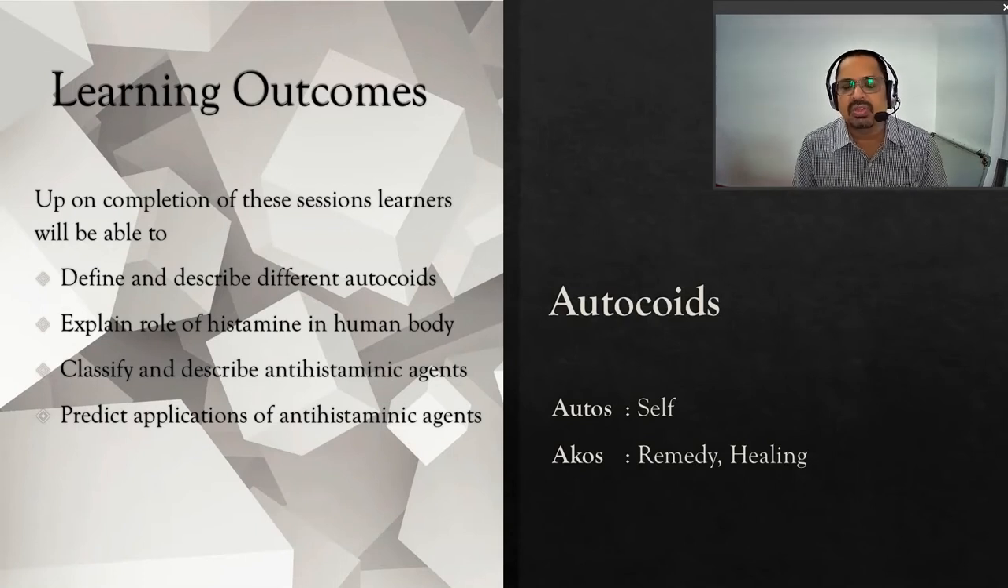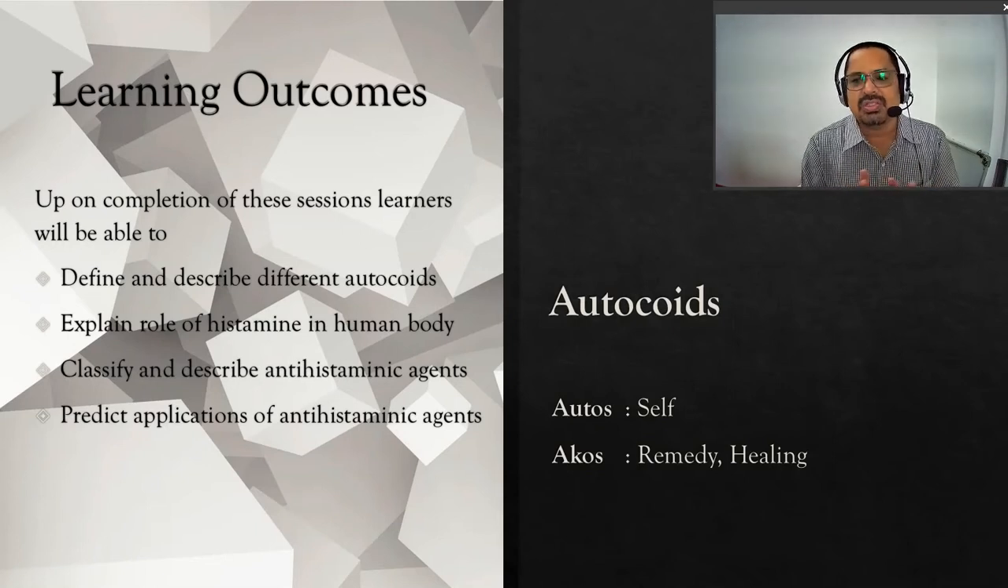Okay. Now, first of all, we will start with the autocoids. What are autocoids? The word autocoid is divided into two parts: auto and coid. Auto means self or automatically, and coid means remedy. So the body has its own defense mechanism to repair the various attacks made on our body, and to do that it has a system inside our body which is called autocoid.